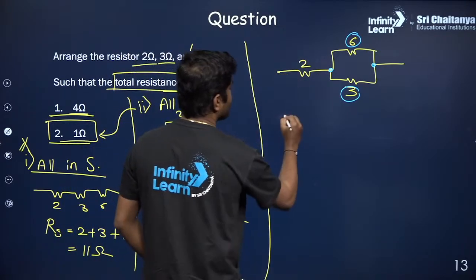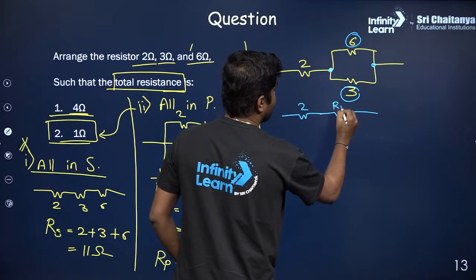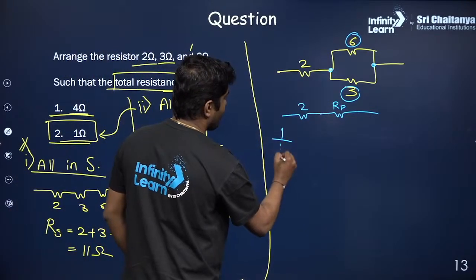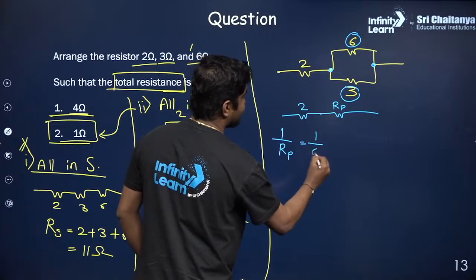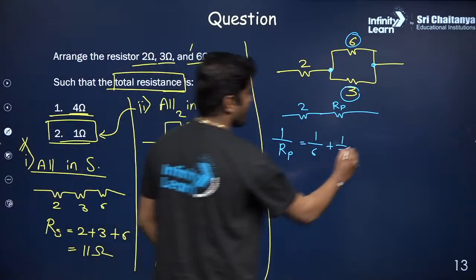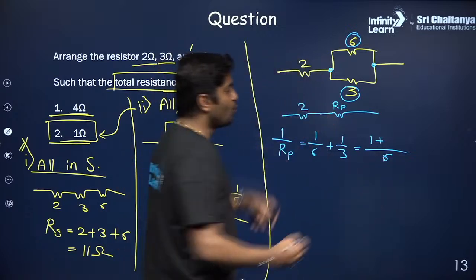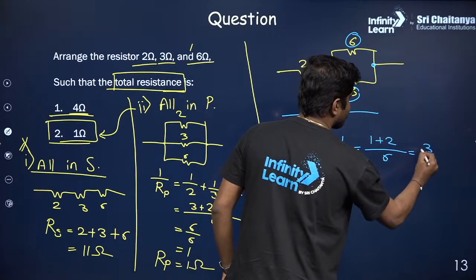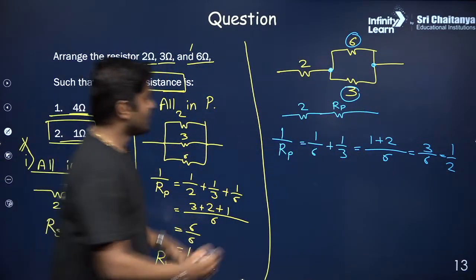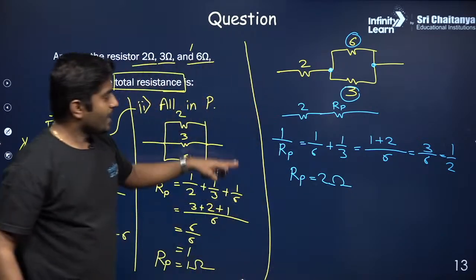So first compute the parallel resistance value. I can redraw this. This is 2 ohms and this is Rp. We want to calculate this Rp value. What will be Rp? 1 by Rp is 1 by 6 plus 1 by 3. Again the LCM of 6 and 3 is 6, so it is 1 plus 2, which is 3 by 6, which is 1 by 2. So 1 by Rp is 1 by 2, and the Rp value would be 2 ohms.